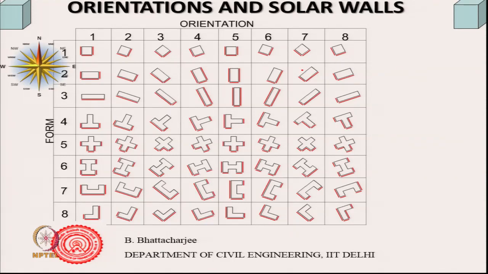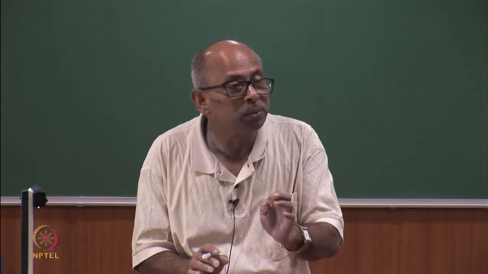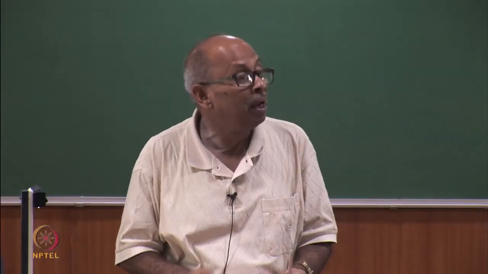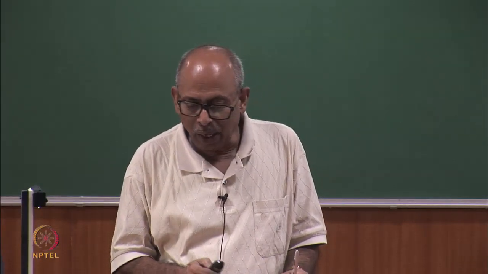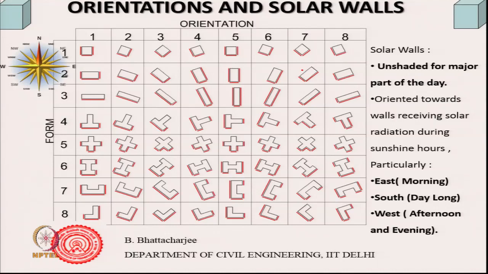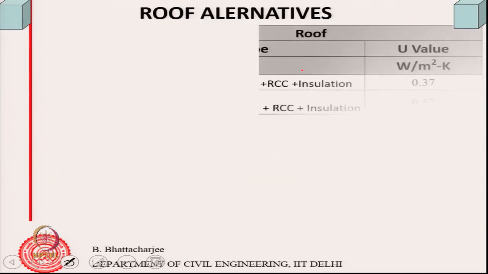So I now have 64 possibilities, out of which I will be choosing the best, but I have taken only 2 variables, right. So unshaded, it could be shaded or unshaded, there could be more complication involved. So unshaded for a major part of the day, oriented towards east to west, and so on. So we can choose that way.